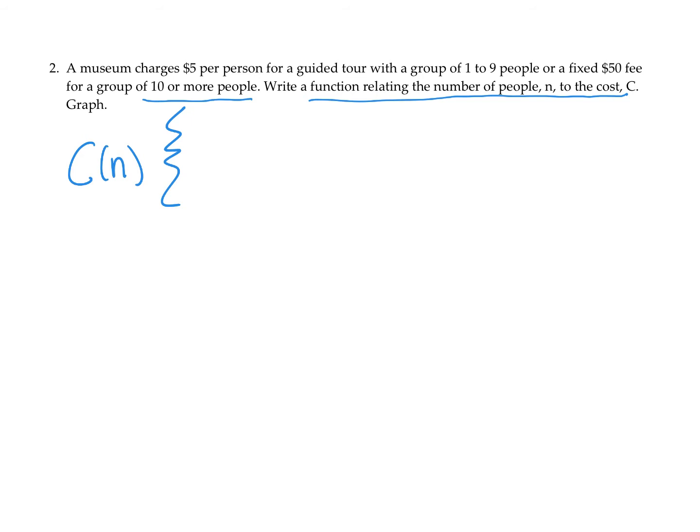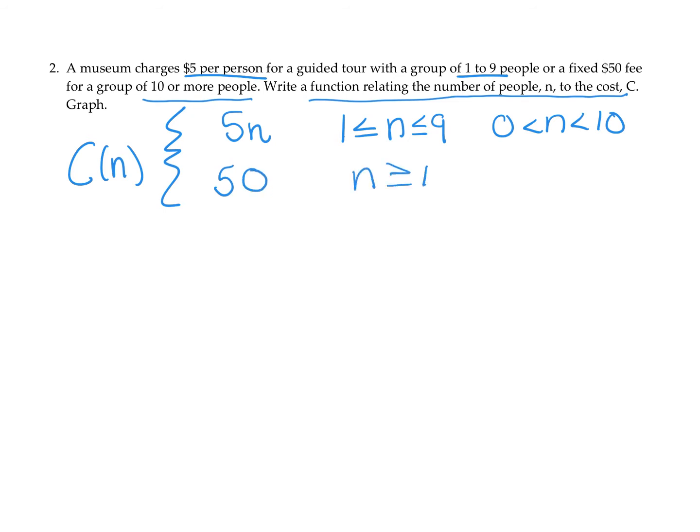So $5 per person for a guided tour from 1 to 9 people. So if it's 1 person or if it's 9 people, and they want me to use n, not x. Instead of saying 1 to 9 with the equals, we could have also said 0 to 10 with the not equals. Either one of those would be acceptable. And then if it's $5 a person, it'd be 5 times n. Now they're saying it'd be a $50 fixed fee, meaning $50 no matter what, if n is greater than or equal to 10.